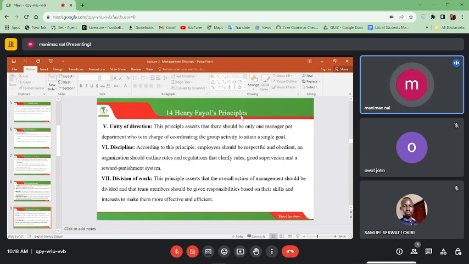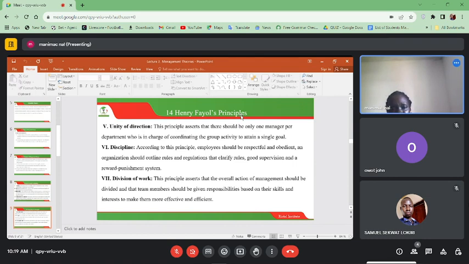Furthermore, we also have what we call unity of direction. This is the principle that asserts that there should only be one manager per department. We shouldn't have more than one manager in a unit. We should have one manager per department who is in charge of coordinating the group activity to attain a single goal. Otherwise, employees might be directed in a wrong process to achieve a common goal, or sorry, a single goal.